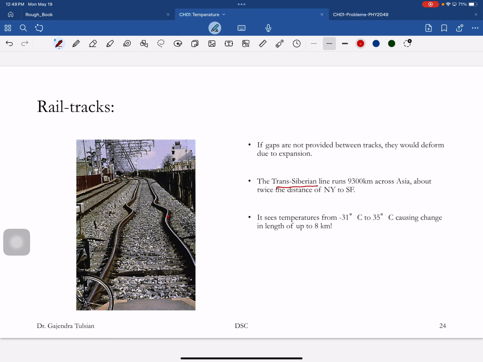By the way, the Trans-Siberian line, which goes across Russia, is almost 10,000 kilometers across, and the gaps in the train track have to amount to 8 kilometers. All the gaps have to add up to 8 kilometers, which is from here to Ormond Beach.